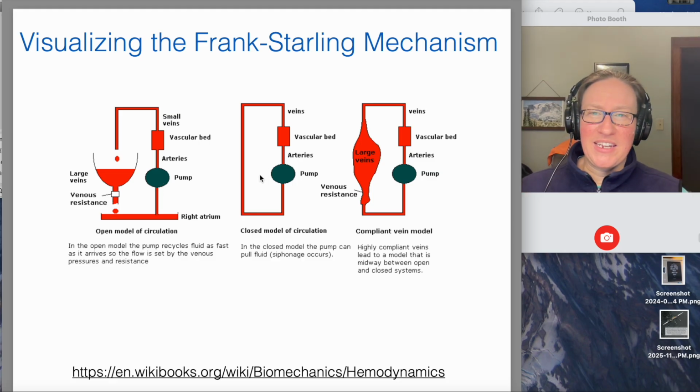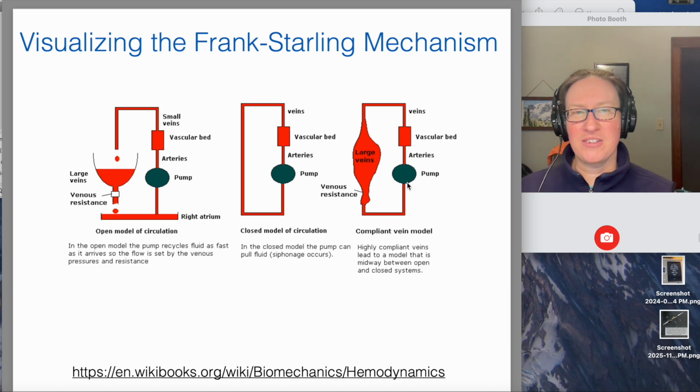The reality is more likely somewhere in between the open and closed models of circulation. If we think about veins being distensible, venous resistance will contribute, but this is a closed system, so there isn't an infinite capacity found in the veins. Hopefully this helps you better appreciate how you could have an increased venous return of blood to the heart, particularly during exercise. That will lead to stretch, and then that will lead to increased contractile force to deliver that blood back out into the circulation.